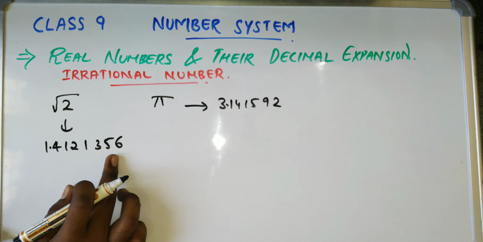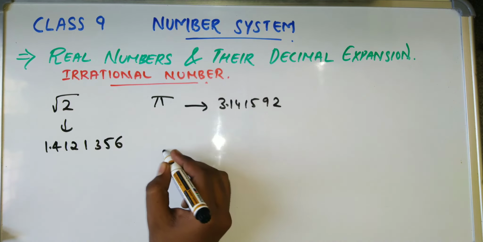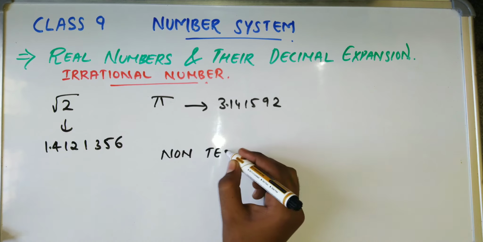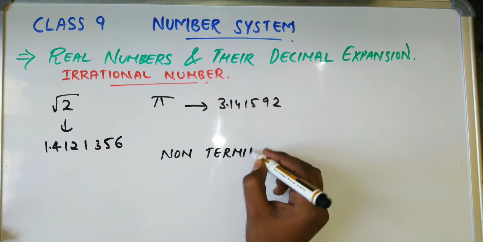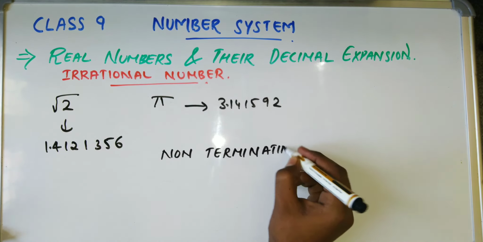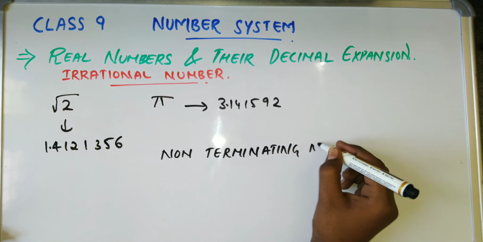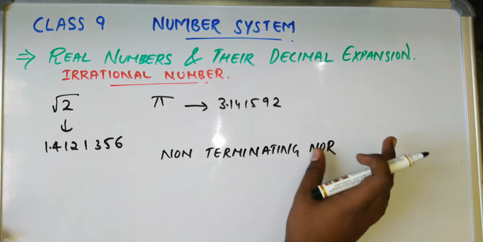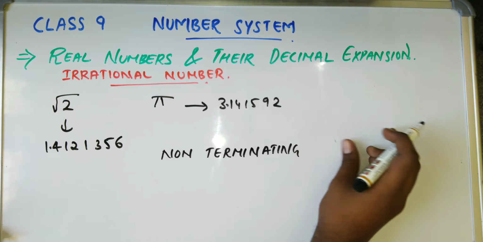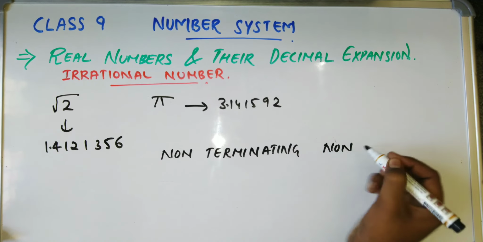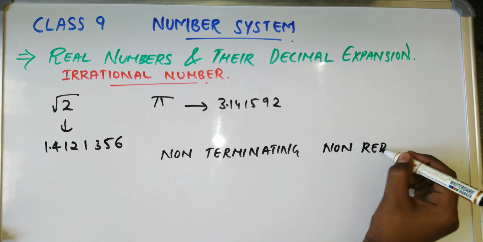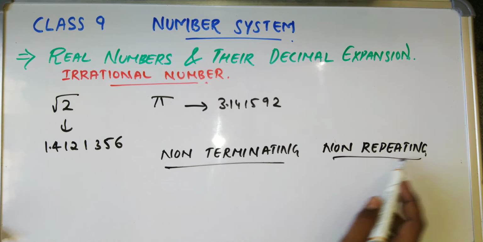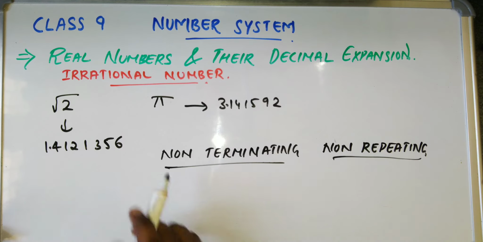So the decimal expansion of an irrational number will be under the third category, that is non-terminating and non-repeating. Basically, non-terminating and non-repeating, so it is under the third category.